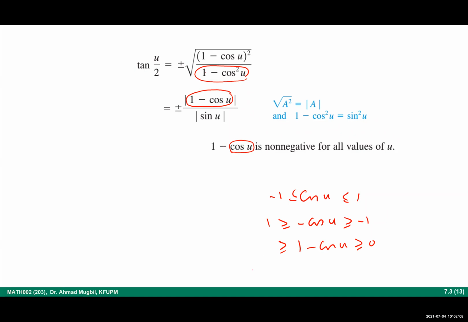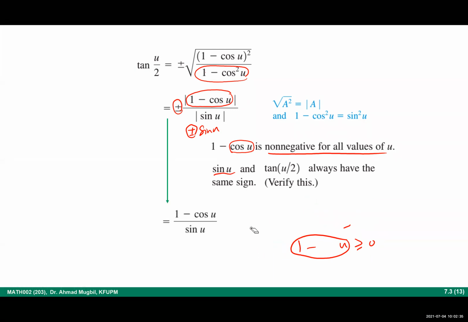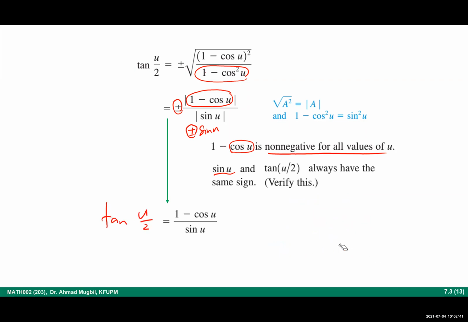So 1 minus cosine u will be non-negative for all u. For this one, sine u, we will put positive or negative sine u, because it could be positive, it could be negative. And this, of course, will be cancelled with this, because sine u and tan u over 2 always have the same sign. You can verify that. So what we have at the end is this: tan u over 2 is 1 minus cosine u over sine u. We obtained this because we multiplied by 1 minus cosine from the beginning.